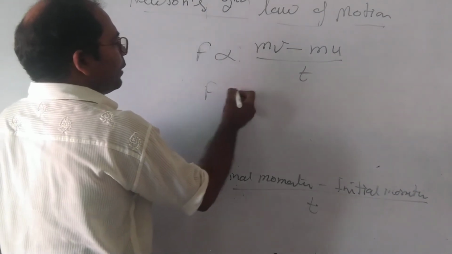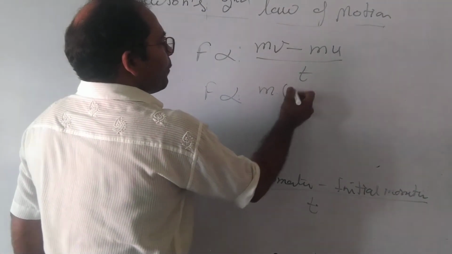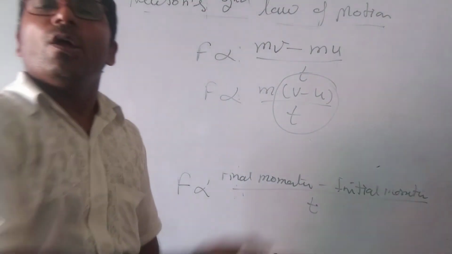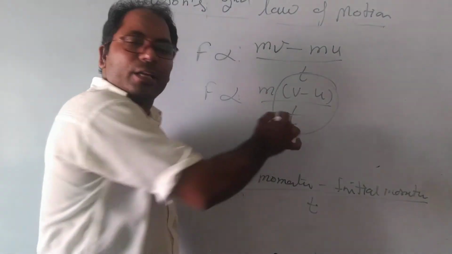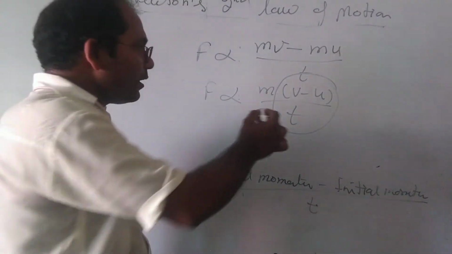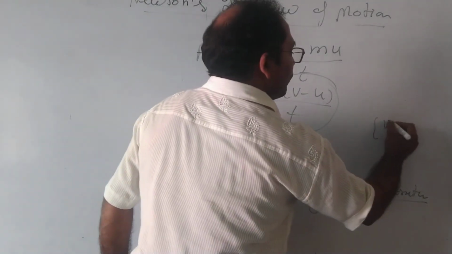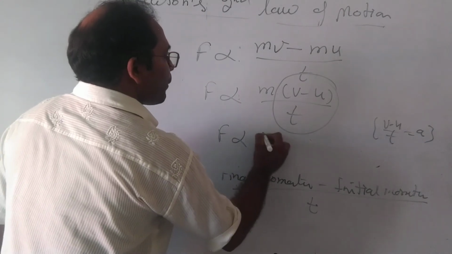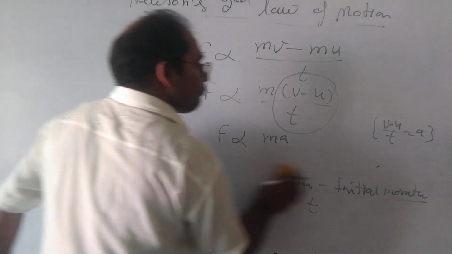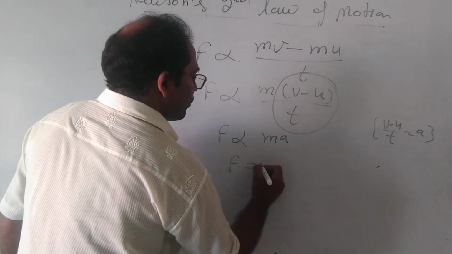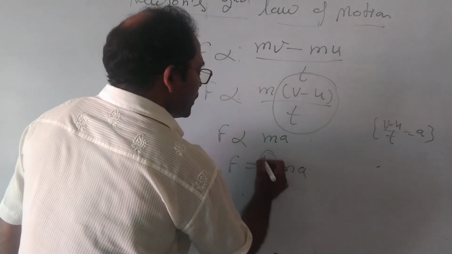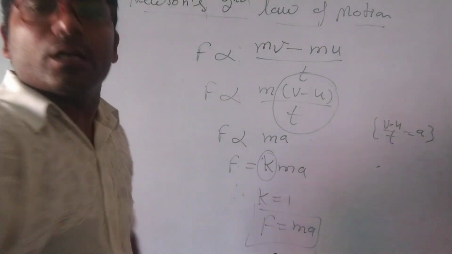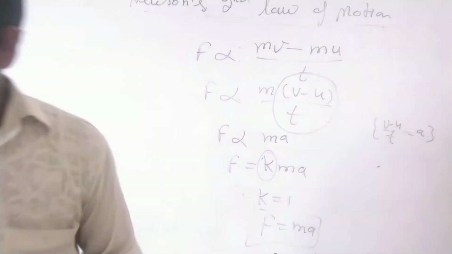Now m we are taking common: F proportional to m(v minus u) upon t, and this v minus u upon t is change in velocity per unit time, which is the definition of acceleration. So in place of this we write v minus u upon t equals a. Then F is proportional to ma. Remove the proportional sign: F equals kma, where k is the constant. With k equals 1, F equals ma. This is Newton's second law of motion and the derivation.